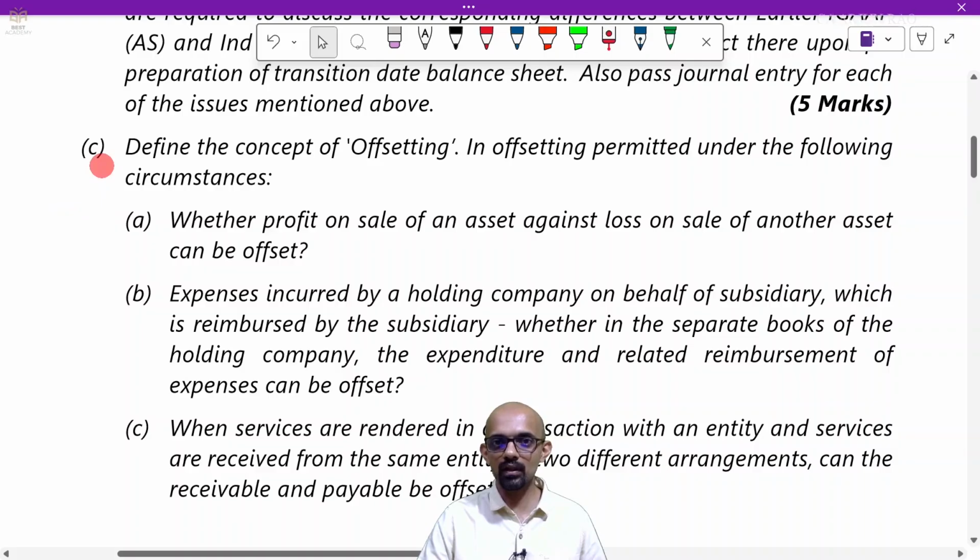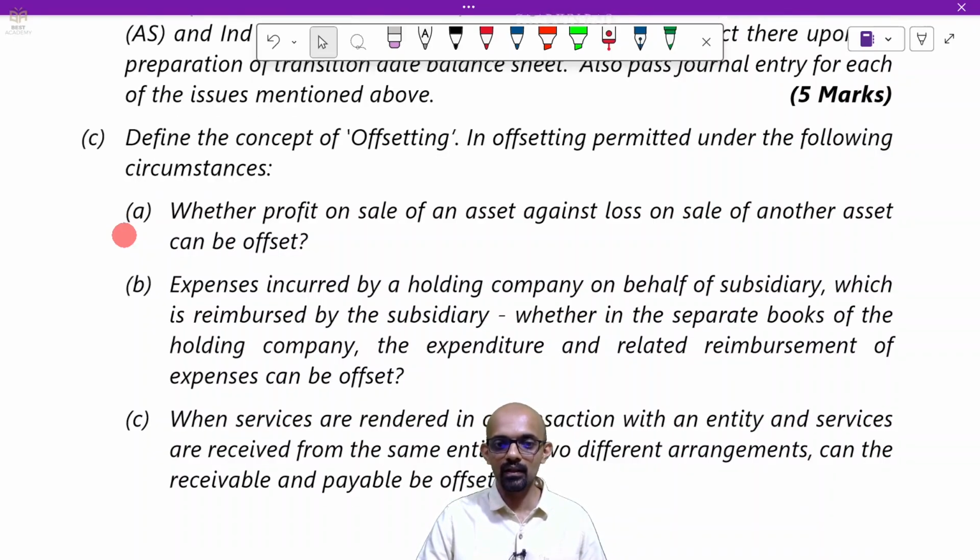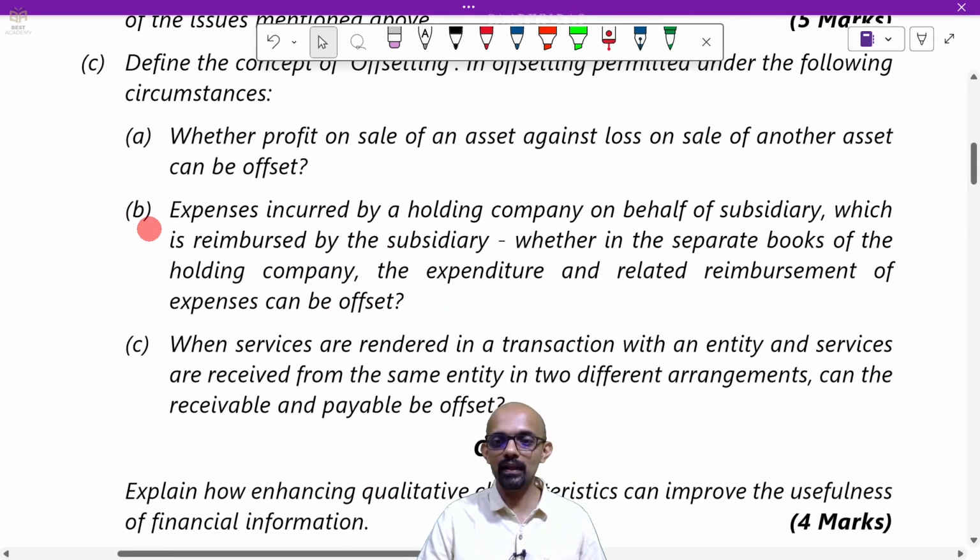So a definition, you will write what we just discussed, and then profit on sale of asset against loss on sale of another asset. Can it be offset? Generally the answer is no, right? Because they do not reflect substance of a transaction. So if they are not material, because it's a group of similar transactions, then it may be permitted. Otherwise we don't offset. Then expenses incurred by holding company on behalf of subsidiary and receiving reimbursement from the subsidiary.